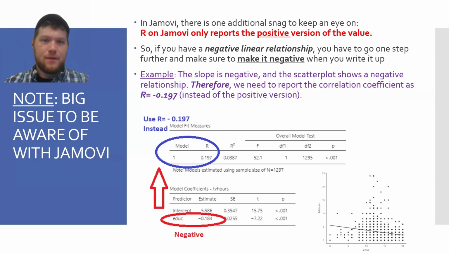For example, in this situation with education and TV hours, the slope is negative. In fact, we can see this line looks negative, but it reports it as a positive 0.197. When you write this up, you need to put a little star, check it off, put something in the back of your head that you've got to fix it when you do your write-up, where you need to report it as negative 0.197. You'll need that for full credit, otherwise, you lose points for that. So, my apologies, but that is one additional thing you will have to do.